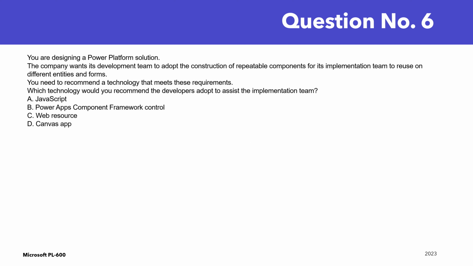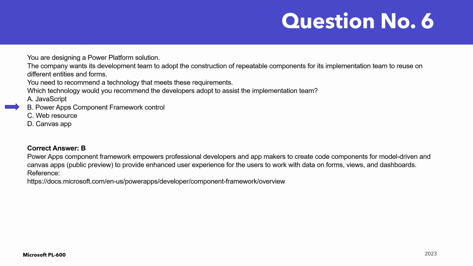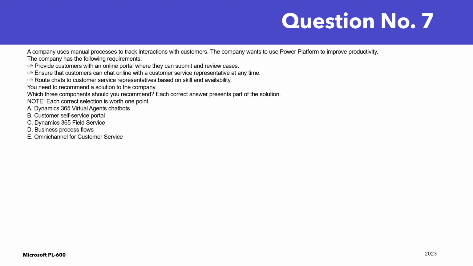You are designing a Power Platform solution. The company wants its development team to adopt the construction of repeatable components for its implementation team to reuse on different entities and forms. You need to recommend a technology that meets these requirements. Which technology would you recommend the developers adopt to assist the implementation team? A. JavaScript. B. Power Apps Component Framework Control. C. Web Resource. D. Canvas App. Correct answer: B.